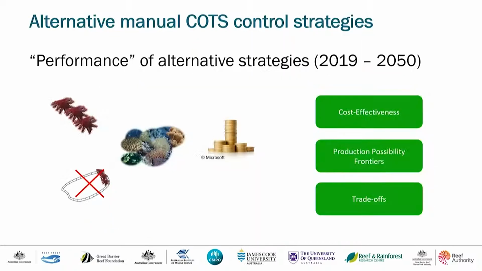So what I want to talk a little bit about today is taking just some components of that big assessment framework, mainly cost effectiveness, production possibility frontiers, and trade-off analysis, using the example of the performance of alternative COTS culling strategies over a time frame from 2019 to 2050. So that's modeled by ReefMod and then fed into our cost-effectiveness models. The performance here is measured by three indicators. So we have coral area saved in hectares, the number of outbreaking reefs avoided, and COTS densities. And the effort is translated into costs in terms of dollars.